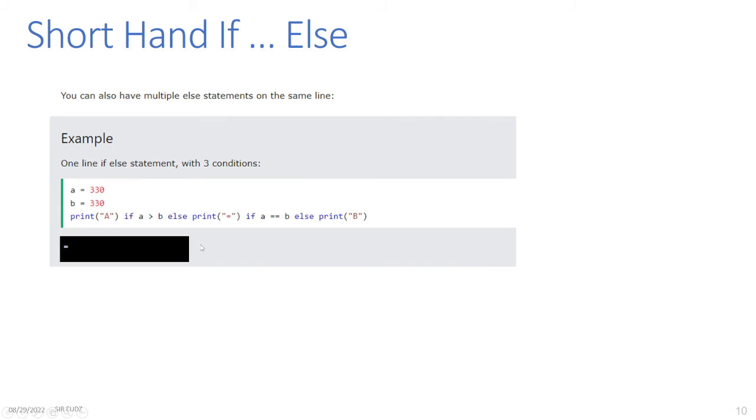You can also have multiple else statements on the same line. So, one line if else statement with three conditions. Print a if a is greater than b, else print equal if a is equal to b, else print b. So here they are equal, so it will print this one. If for example a is greater than b, then it will print a. But if b is greater than a, it will print b. But since here they are equal, it will print equal.